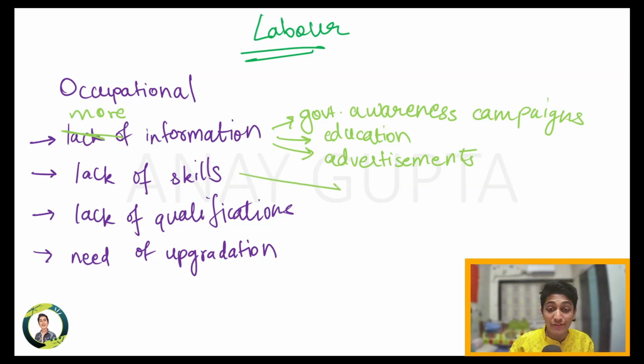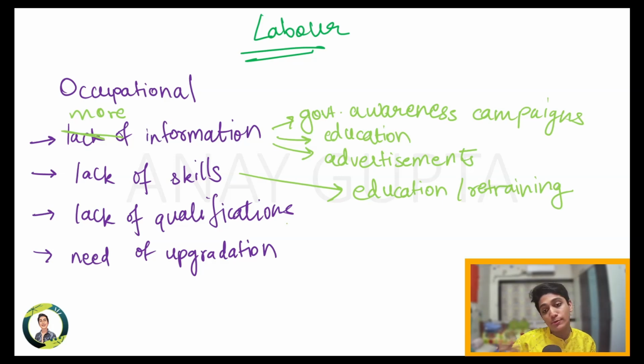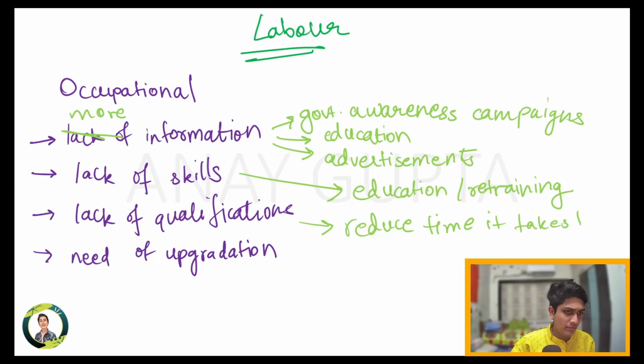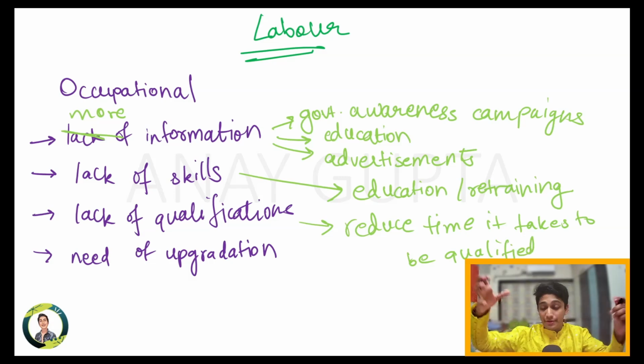If there's a problem of lack of skills, then there can be better quality of education. There can be retraining opportunities like crash courses. If there's a problem of qualifications, then you could probably reduce the time it takes to attain degrees. From a 4-year course, you make it a 2-year course, so more people will be willing to take that course, right? So all of these schemes or solutions could be implemented to increase occupational mobility.